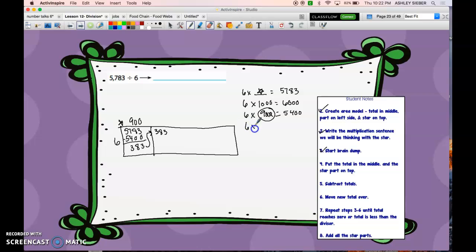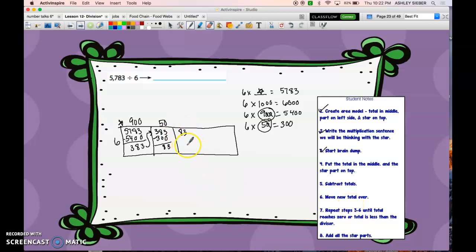So let's try 6 times 50. 6 times 5 is 30. Add my 0. That works, 300. So I'm going to use the 50. 50 is going to go here. It's my star part. 300 is my total. And I'm going to subtract. And I get 83 left over. Move it over. Repeat steps 3 through 6 until the total reaches 0 or less than the divisor.